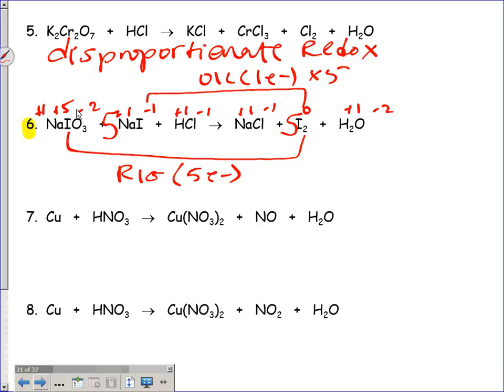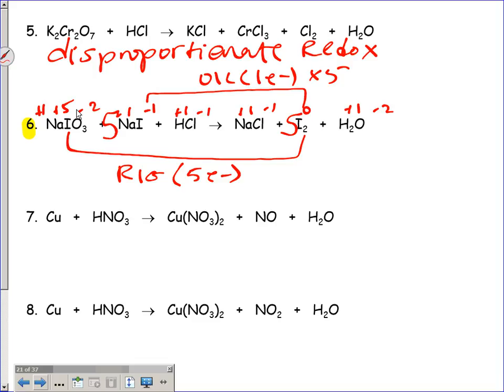So if we put the 5 here and here, we know that the electrons seem to be balanced, right? But look here, 5 electrons transferred here, 5 electrons transferred here. But then our iodines, we have 5 iodines here, but 10 over here. So we have to come up with a happy medium. And my happy medium was not to put a 5 here.